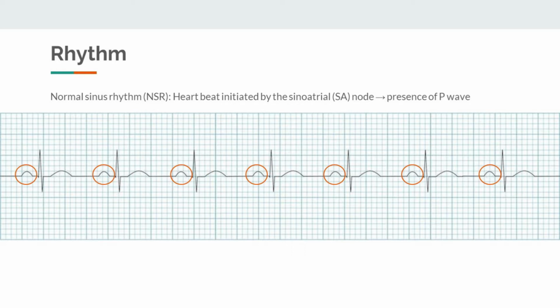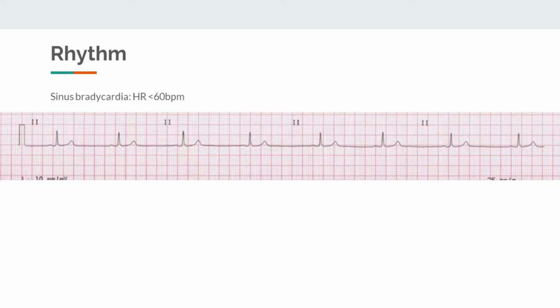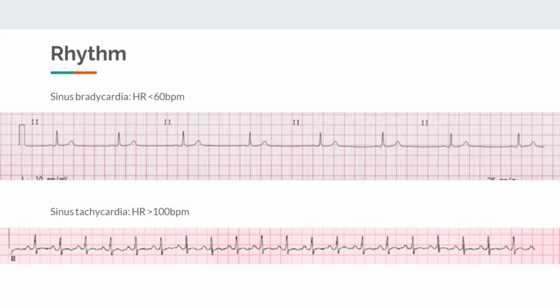When an EKG is described as having a regular rhythm, this is referring to the fact that there is even spacing between the heartbeats. With any rhythm, the rate can vary, and when you have a sinus rhythm with a heart rate that's below 60 beats per minute, you have what's called sinus bradycardia. If the heart rate is greater than 100, you will have what's called sinus tachycardia.